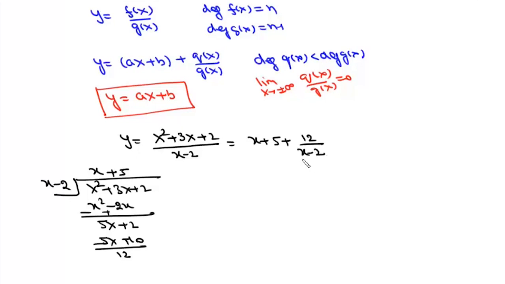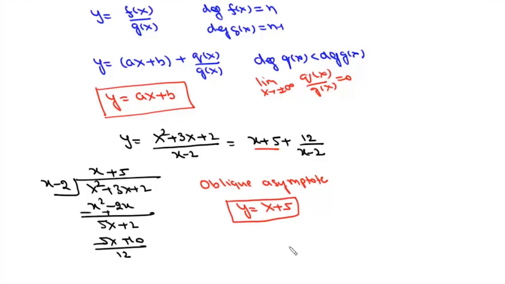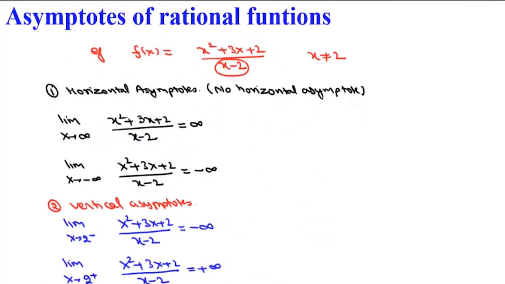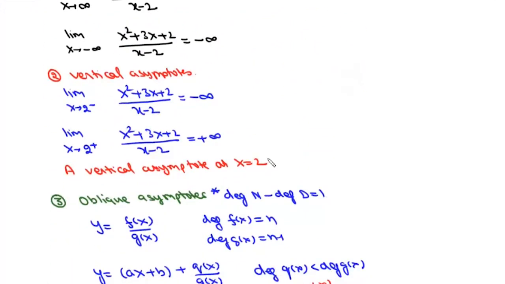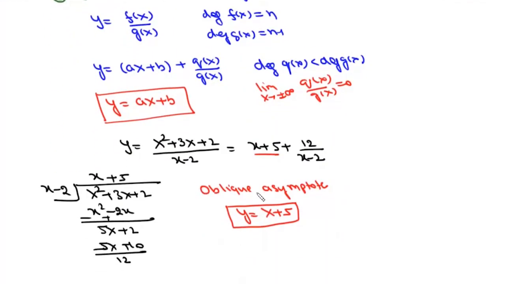Now if we take this limit, x tends to plus infinity or minus infinity, this expression will be 0. Then it will be this straight line. So the oblique asymptote for this function y equals (x square plus 3x plus 2) upon (x minus 2) will be simply y equals x plus 5. So here in this case, we do not have any horizontal asymptote, but we have a vertical asymptote at x equals 2, and we have an oblique asymptote at y equals x plus 5.